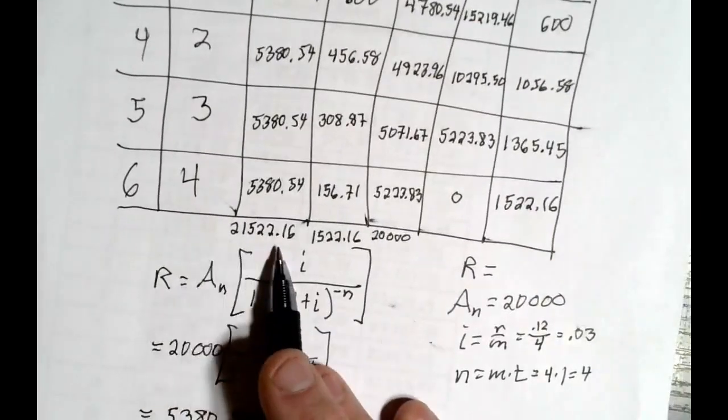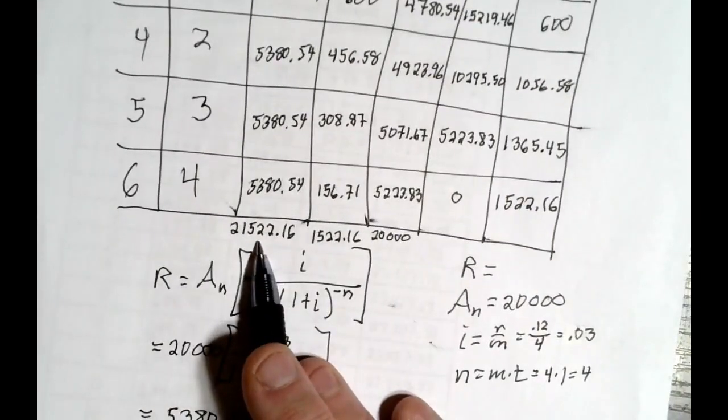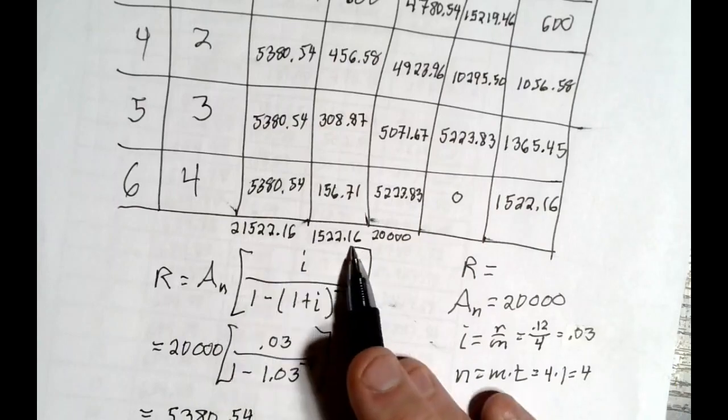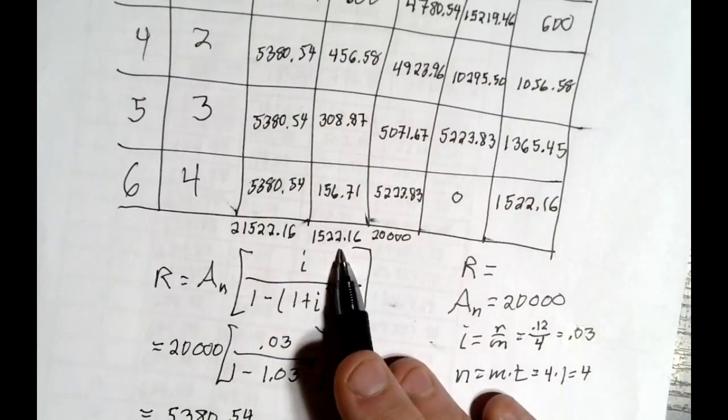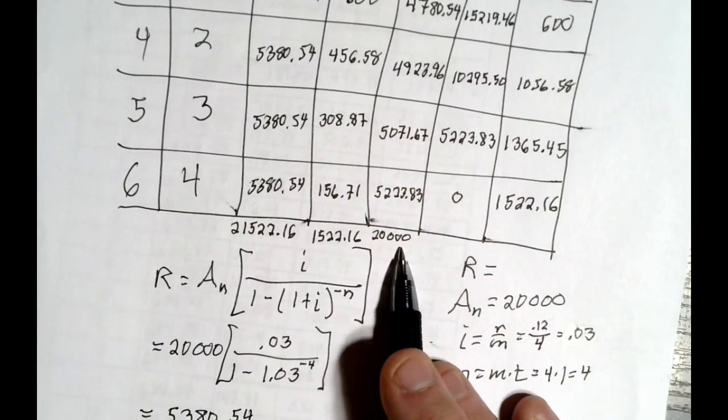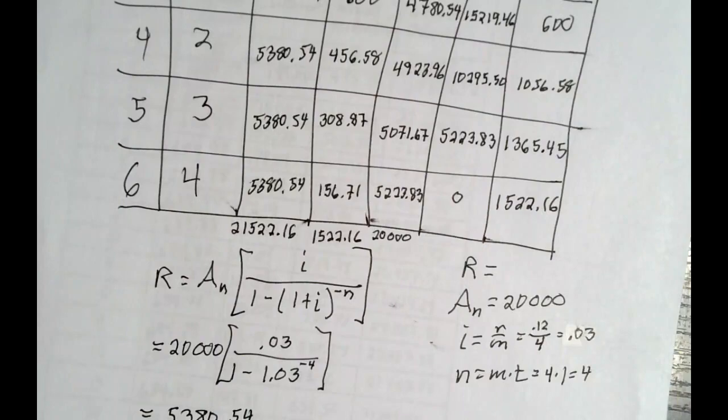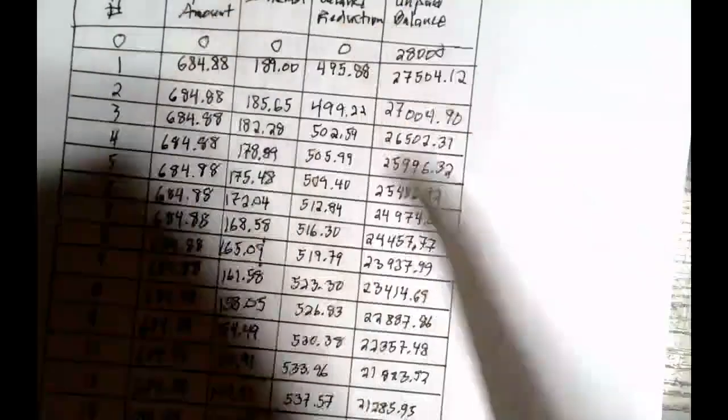So you ended up paying 21,500 something, and your interest was 1,500 something, and you paid off $20,000. So you ended up paying $1,500 in interest.